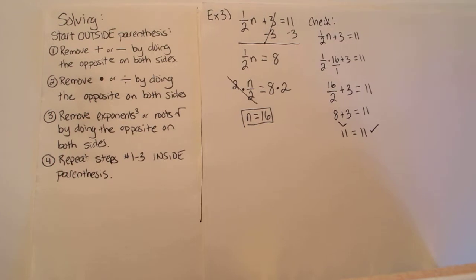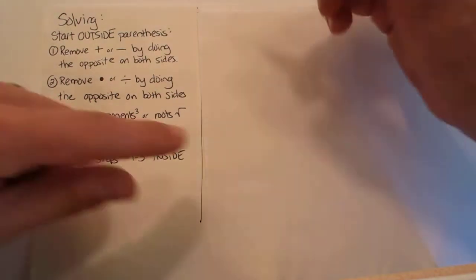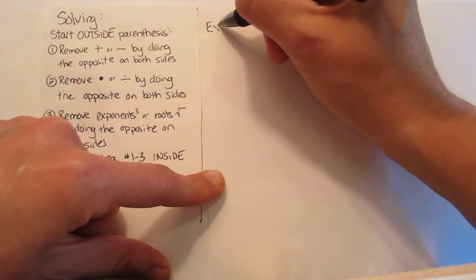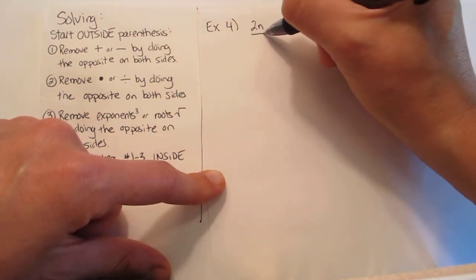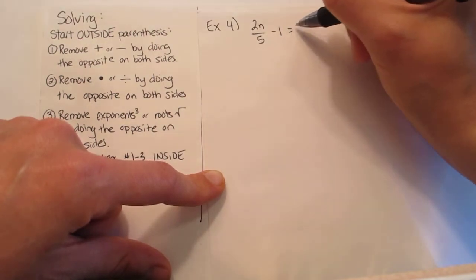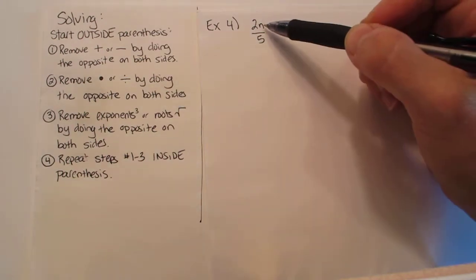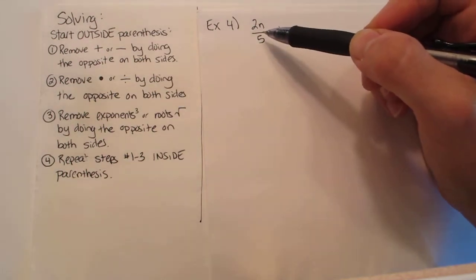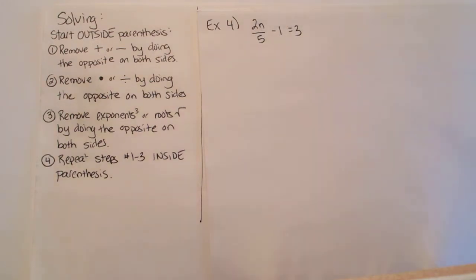We're going to do one more example, another one with a fraction. Example 4. 2n over 5, take away 1 equals 3. So on the same side as my variable, I actually have 3 operations. I have a times 2, a divided by 5, and a minus 1.